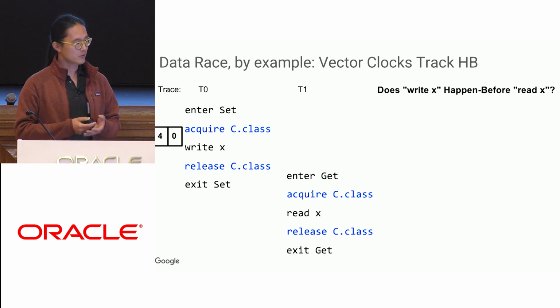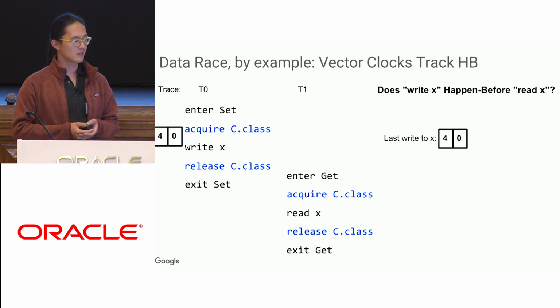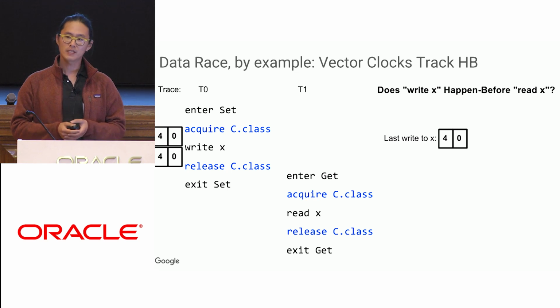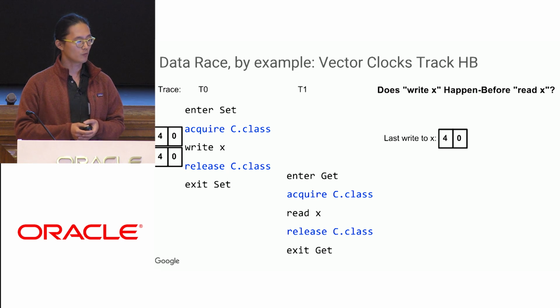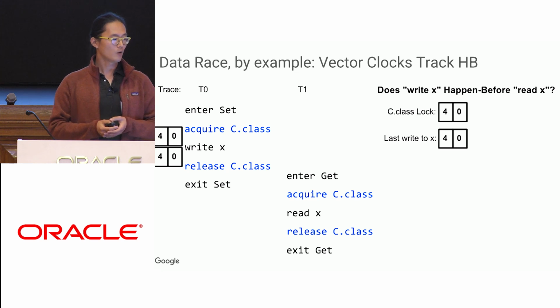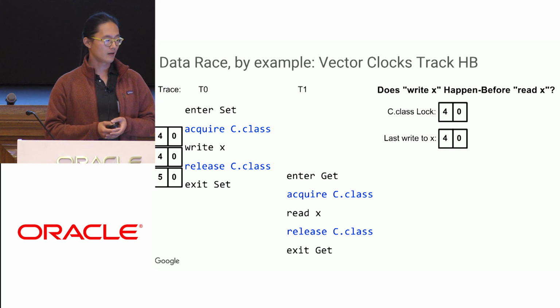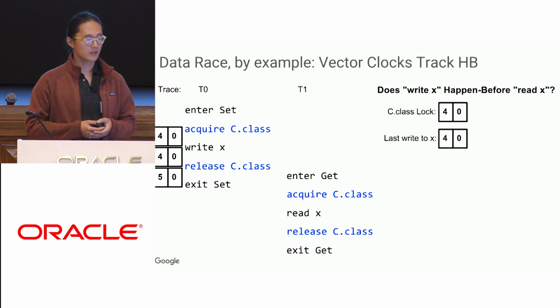So the next thing to do is we do a write, and when we do a write, we simply remember what the timestamp was. We just record it off to the side. We advance, we actually do the write, and now we come to a release. When we do a release, we do the same thing. We remember the vector clock when we did a release for a C.class was 4, 0. The interesting thing here is, according to the algorithm, we will increment the current clock from 4 to 5, and then life goes on for this thread.